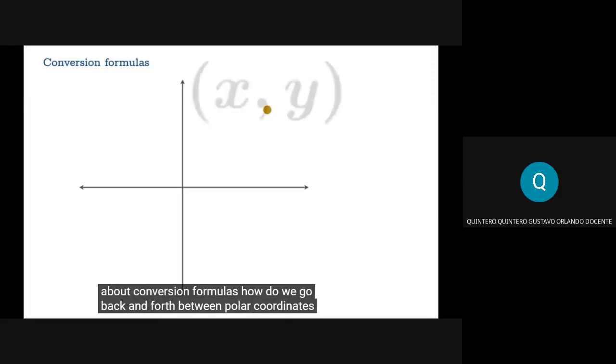Okay, from here on, this is the new stuff, right? Pay as much attention as you can, guys. Here we go. So let's talk about conversion functions. How do we go back and forth between polar coordinates and rectangular coordinates? That is today's topic: changing between one form of the point and the other form of the point. That's what we're going to do today, right?